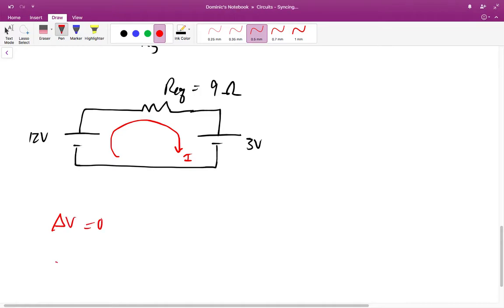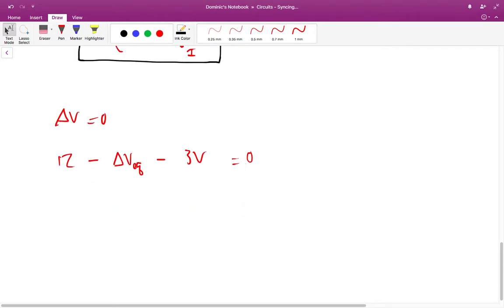So I'm starting with 12 volts. I've got to minus the voltage of our equivalent circuit, so I'll just use delta V equivalent. And then I'm going to subtract this 3 volts. Okay? Anytime you go positive to minus on the battery, you subtract. If I went the other direction, I would add. So minus 3 volts, that needs to equal 0. So we have 12 minus 3, 9 volts minus our delta V EQ, that equals 0. So delta V EQ is equal to 9 volts.